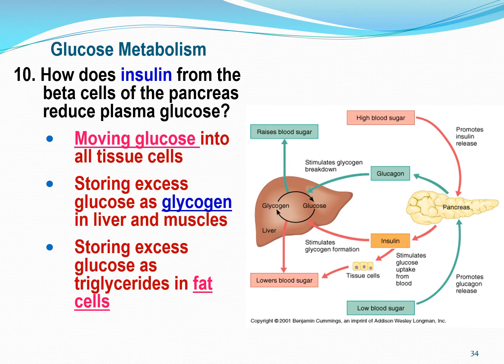So how does insulin from the beta cells of the pancreas reduce the plasma glucose? By moving glucose into all tissue cells, storing excess glucose as glycogen in the liver and the muscles, and then storing excess glucose as triglycerides in adipose tissue or fat cells.